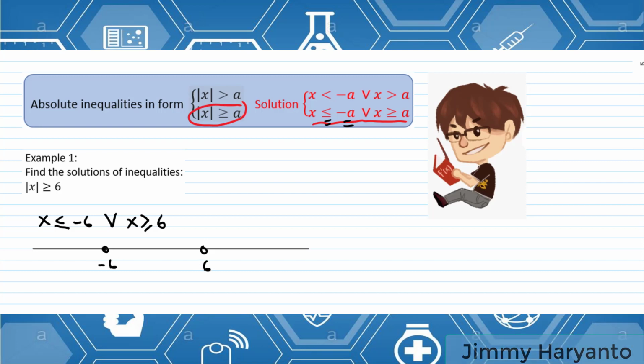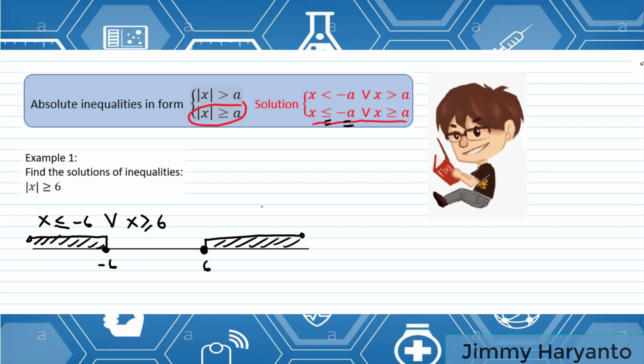We have to color the dot since there is an equal sign, and then x less than or equal to negative 6, or. If you have or, the number line is always like this, one to the left side and the other one to the right side.